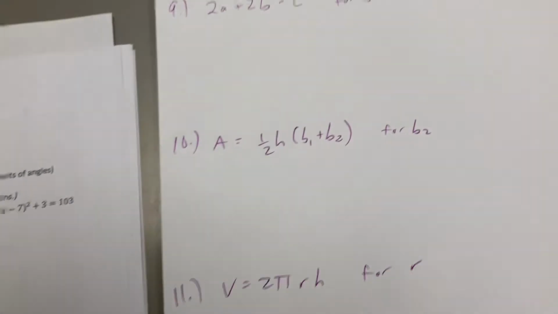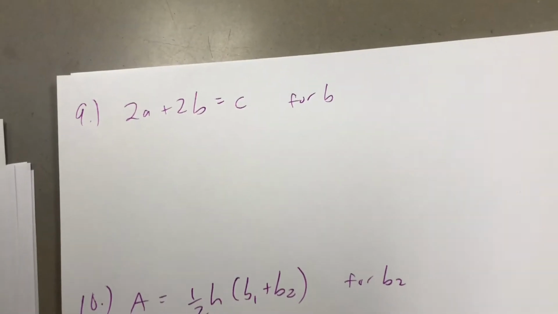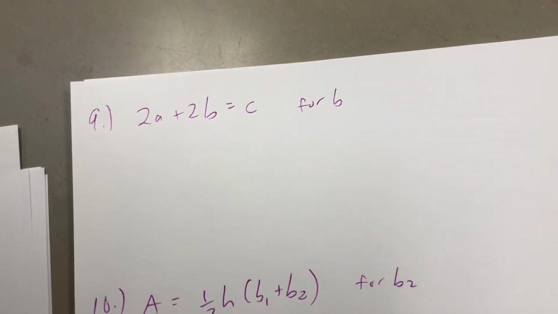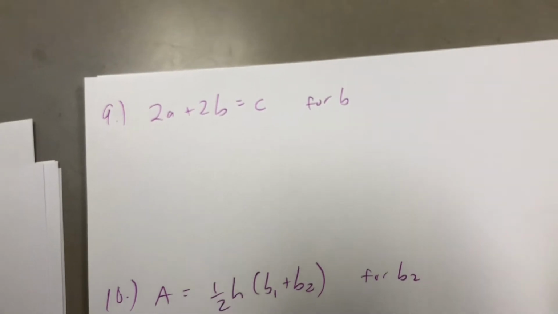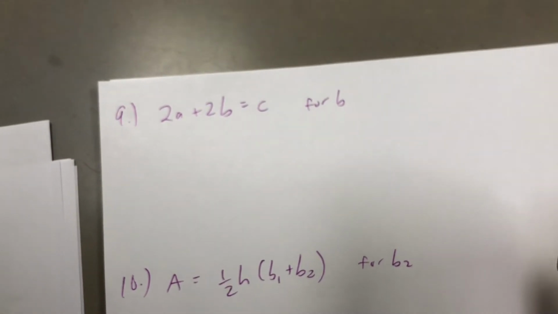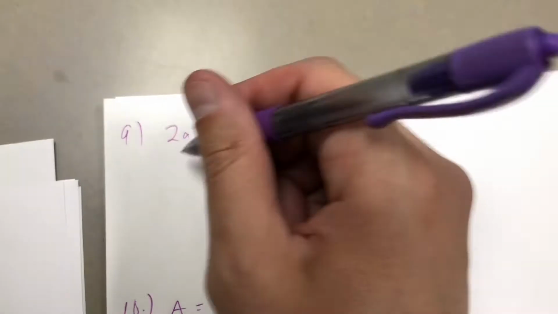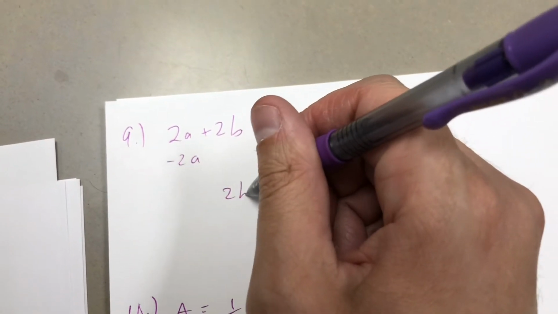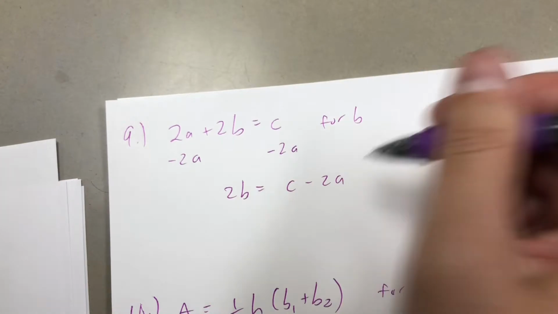So question number 9, we have 2a plus 2b is equal to c. We want to solve for b. So basically undo whatever's being done to b. Take care of addition and subtraction first. Should be able to subtract 2a from both sides. So we're going to get 2b is equal to c minus 2a.